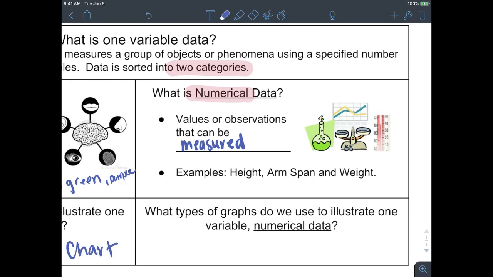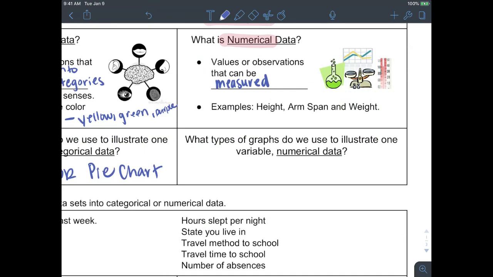Okay. Now, it's really important to remember that not all answers that are numbers are actually going to be numerical data, but it's a good place to start. Okay. So what types of graphs do we use to illustrate numerical data? We use histograms. We can use pie charts, but, I spelled that wrong. But generally we use a histogram.